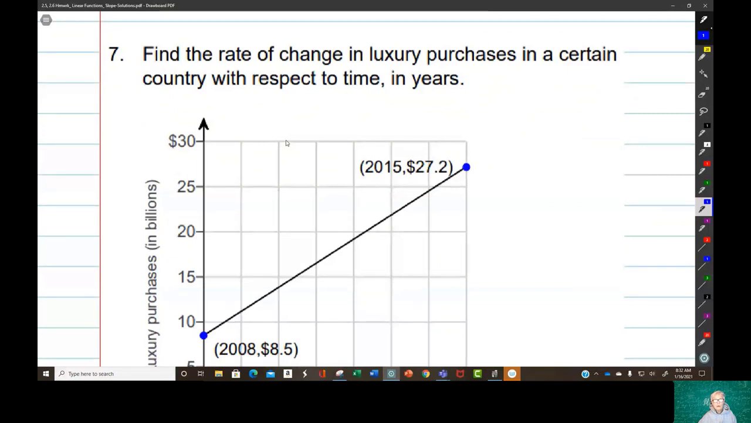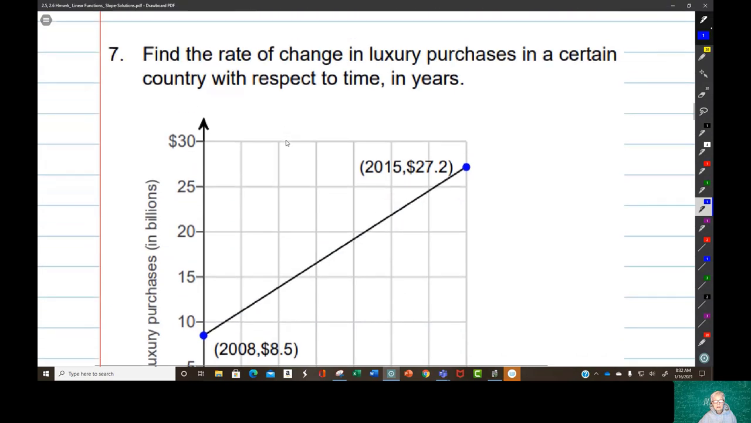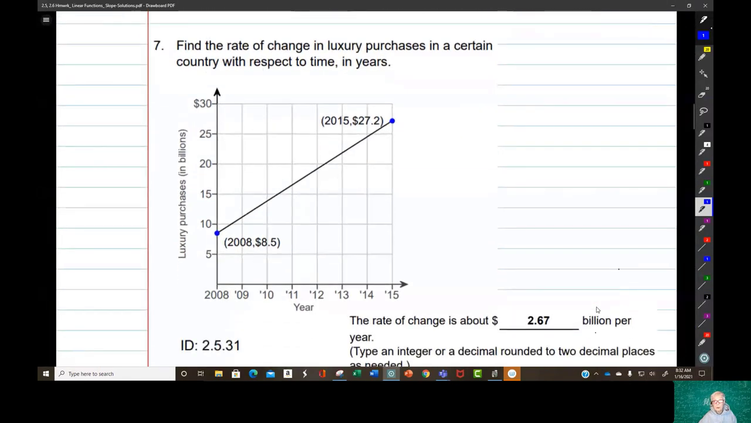Now we've got a graph. Remember, if you don't understand, you can ask me to slow down and clarify. Clarify means make clear.